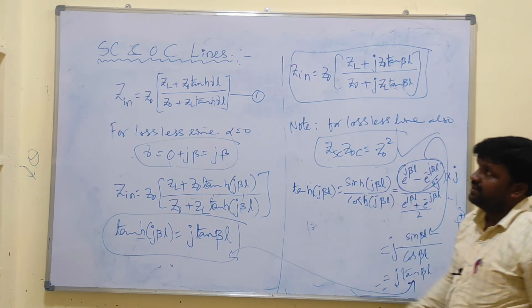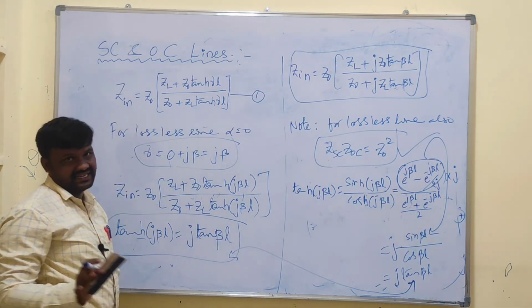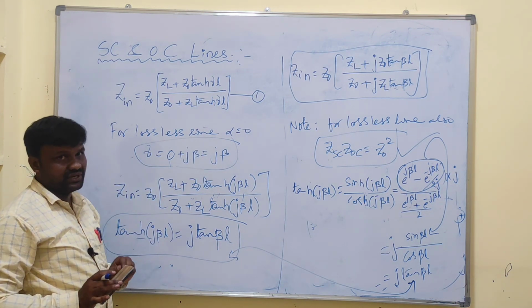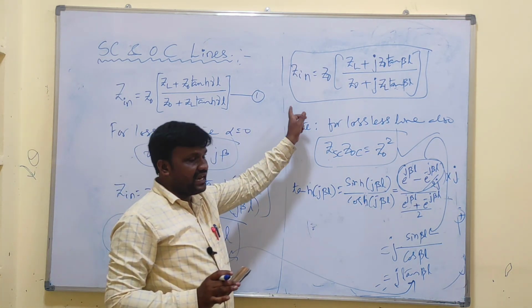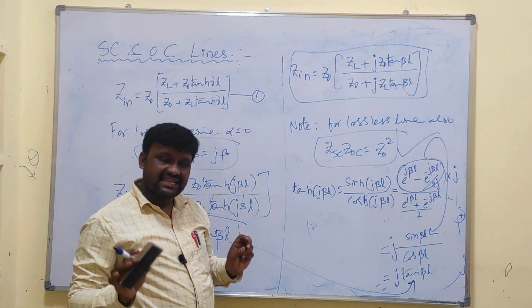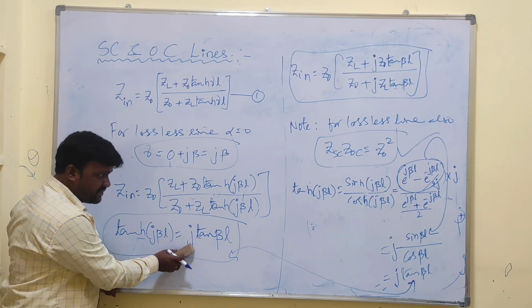In this way, we discussed about SC and OC lines. Okay, for SC line, ZL equal to 0. For OC line, ZL equal to infinity. And additionally, I discussed about what? For a lossless line, gamma equal to j beta, since alpha equal to 0. By substituting that, we got tanh j beta L as j into tan beta L.